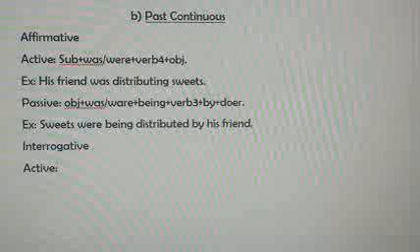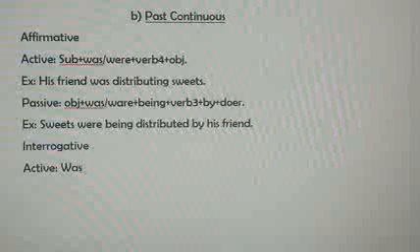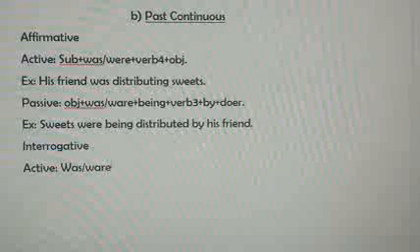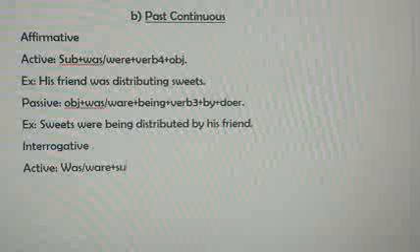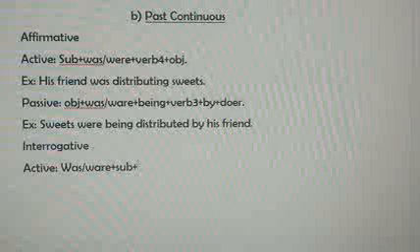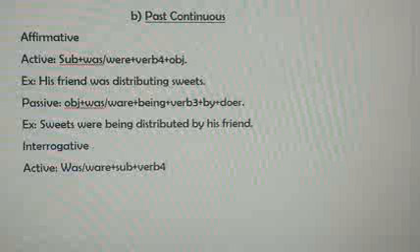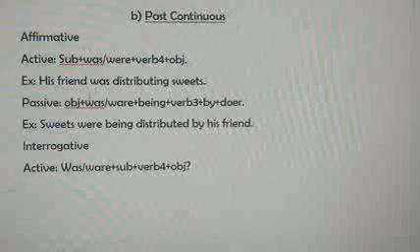For active, over here we will first place an auxiliary verb like was, were. After that the subject will be placed, then the fourth form of the verb. Okay, and then the suitable object along with the sign of interrogation will be placed over here. Okay, my dear children?